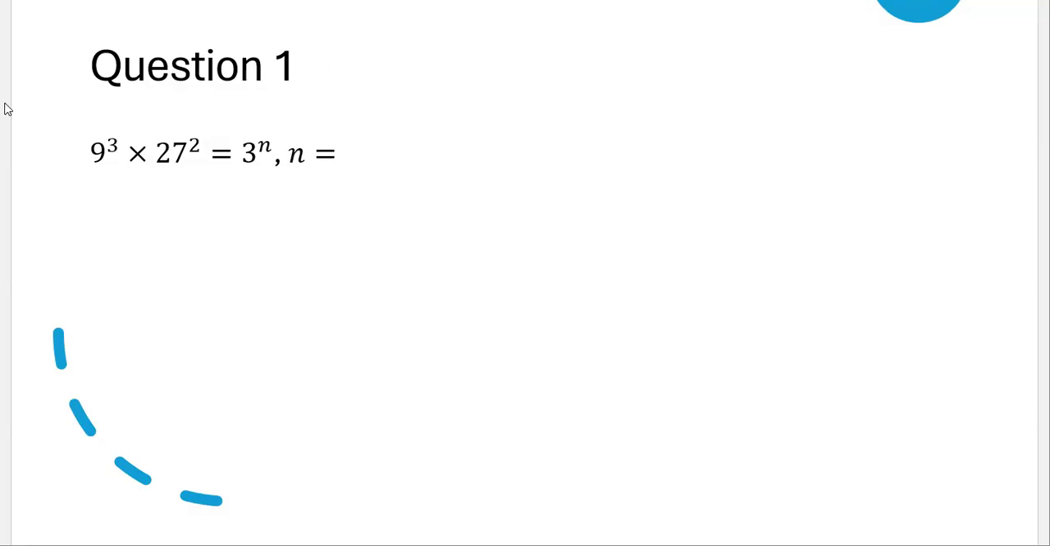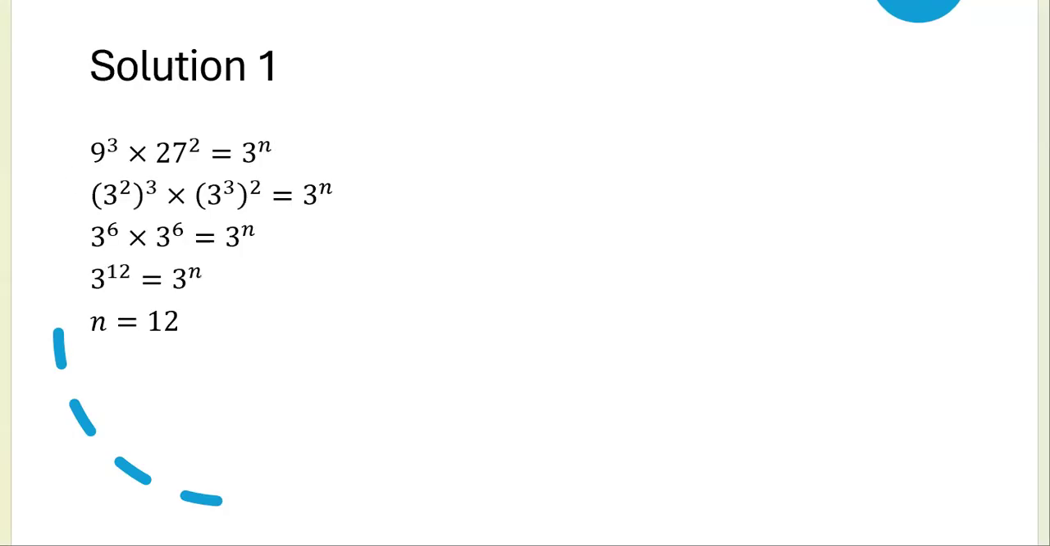Okay, so question one. You have 9 cubed times 27 squared equals 3 to the n. What is n equal to? Okay, so hopefully you tried it yourself. The trick here is, well, there's lots of ways you can solve this, especially now that a calculator is always allowed. You could just plug in the left-hand side and then plug in different values of n for 3 to some power to get your answer.